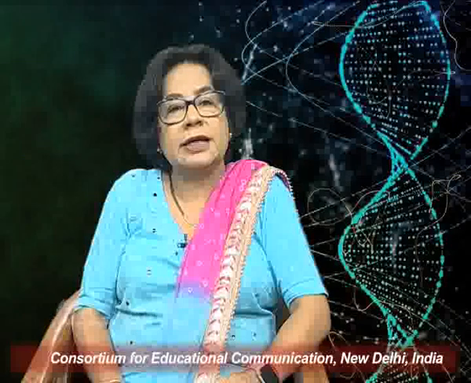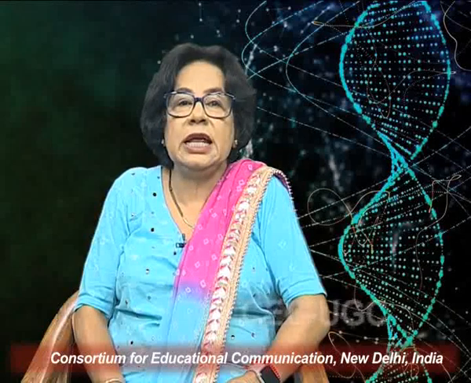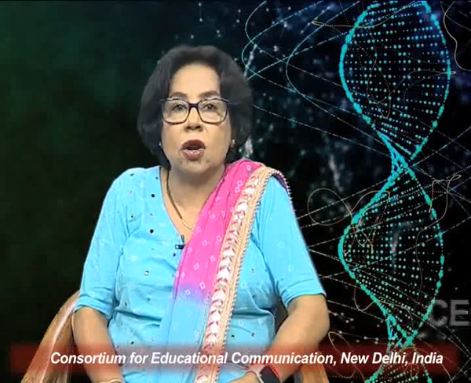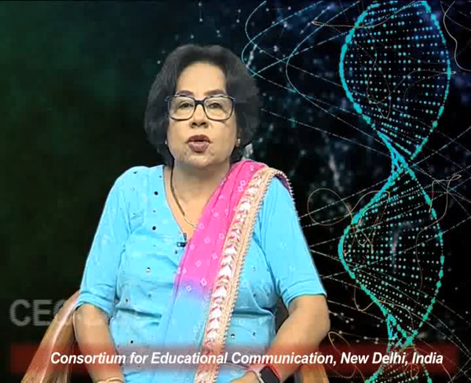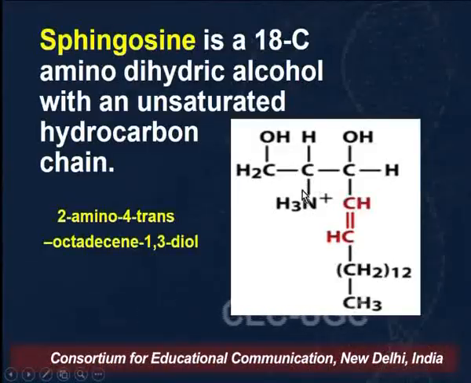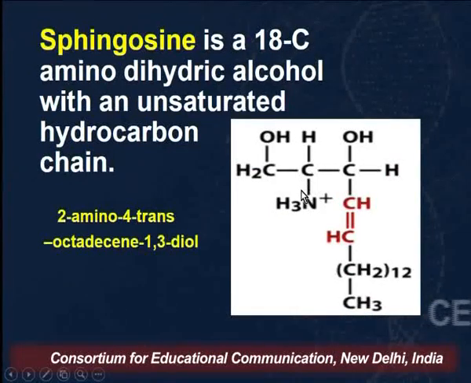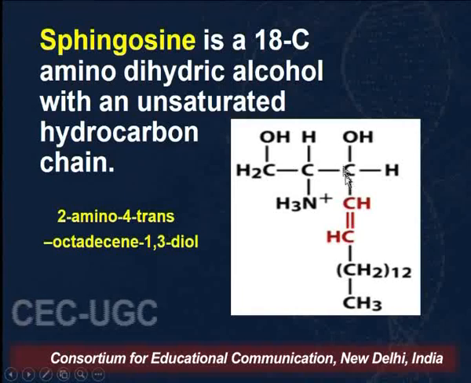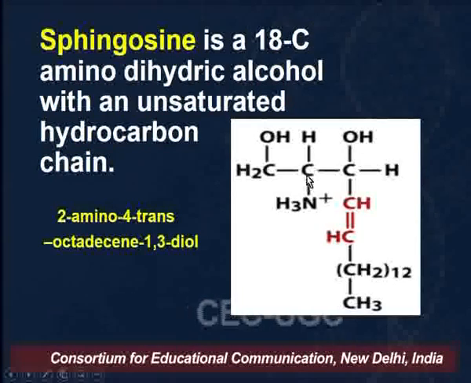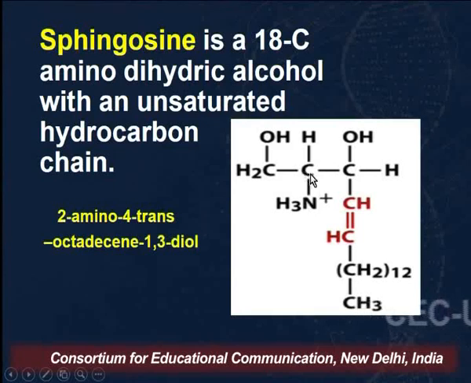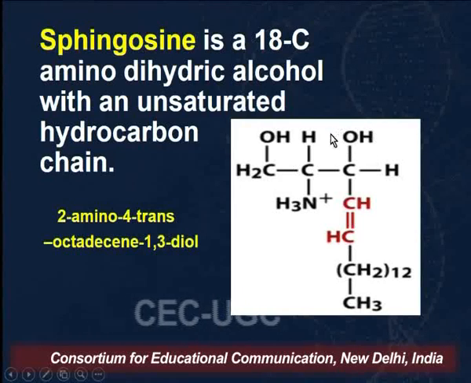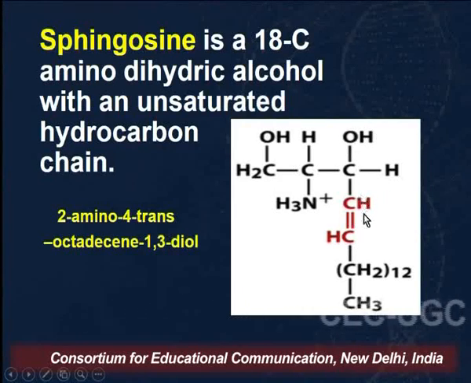So what we find is, as I've already said, that sphingosine is an 18 carbon amino dihydric alcohol with an unsaturated hydrocarbon chain. As you can now see on your screens, it is very important that the first carbon in sphingosine is attached to an OH, the second carbon is attached to an amino group, and the third carbon is attached to an OH here again, which is not important. This does not take part in biochemical reactions, and this carbon is also attached to a long hydrocarbon chain.